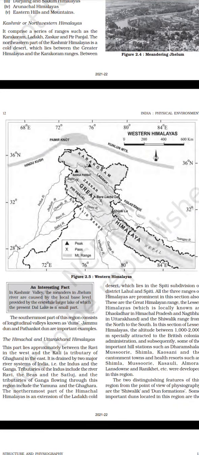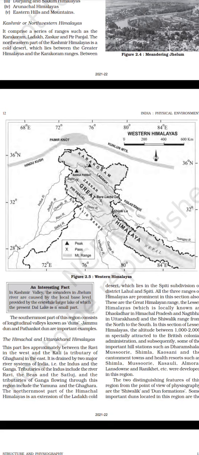Take a look at figure 2.5, Western Himalayas. An interesting fact: in Kashmir Valley, the meanders in Jhelum River are caused by the local base level provided by the erstwhile larger lake of which the present Dal Lake is a small part. The southernmost part of this region consists of longitudinal valleys known as duns. Jammu Dun and Pathankot Dun are important examples.